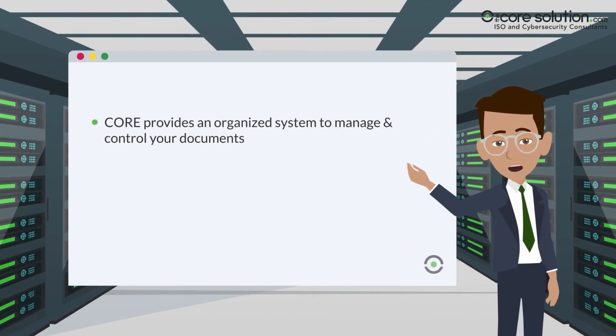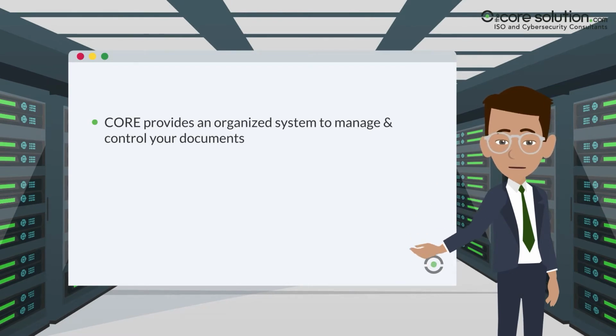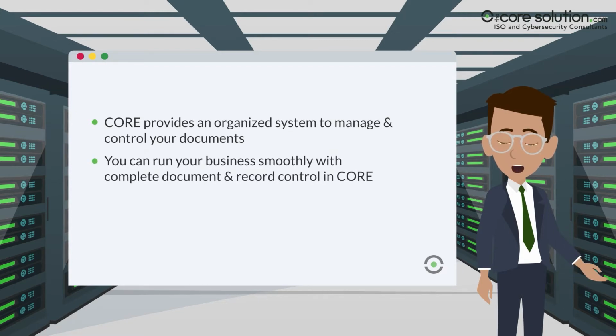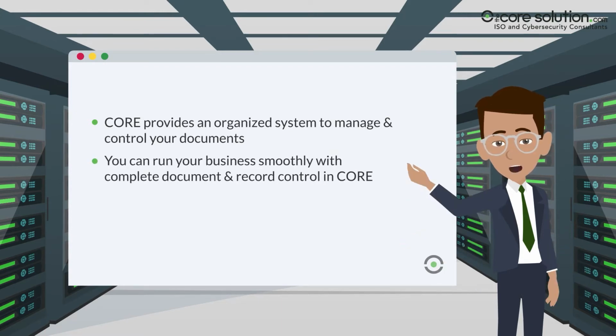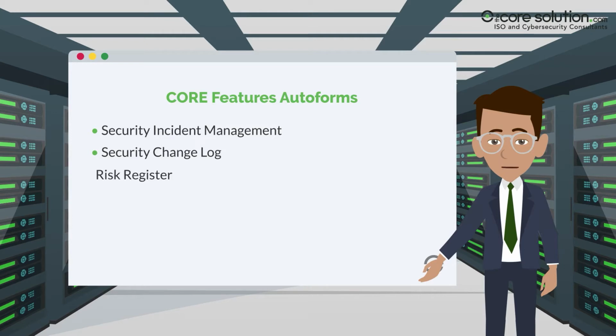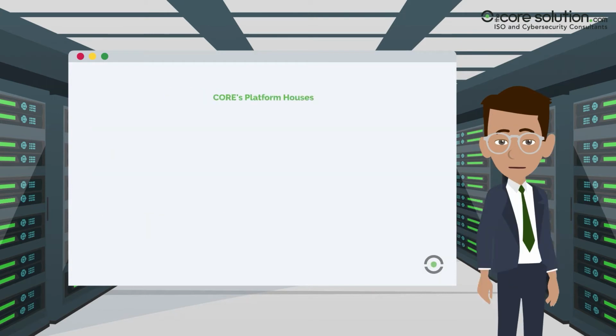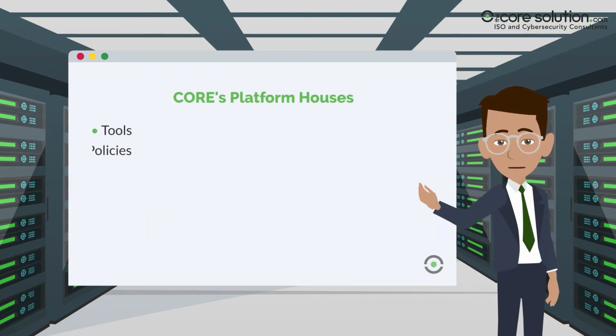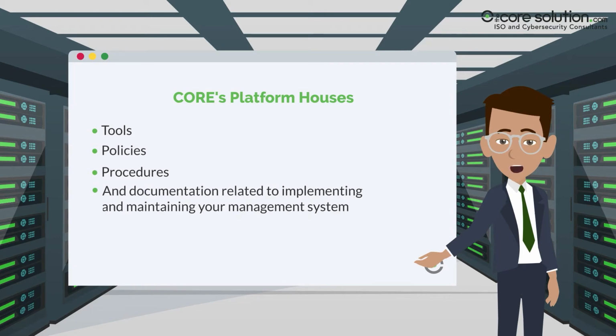Core provides an organized system to manage and control your documents, which is an important information security management system requirement. You can run your business more smoothly with complete document and record control in Core. Core features many autoforms that help you manage key processes related to ISO 27001 compliance, such as security incident management, security change log, security risk register, asset management, and corrective action requests. The Core platform houses all the tools, policies, procedures, and documentation related to implementing and maintaining your management system.